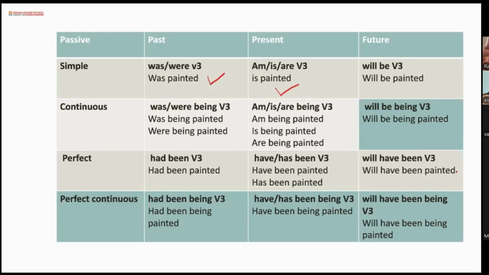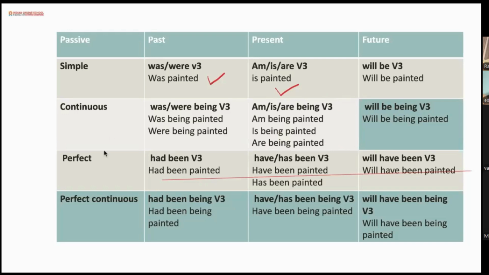So the next one is the continuous one. In the past, it is was, were, being and the third form of verb. And in the present, it is am, is, are, being and the third form of verb, am being painted. And in the future, it is will be. We all know in the future we use will and shall.